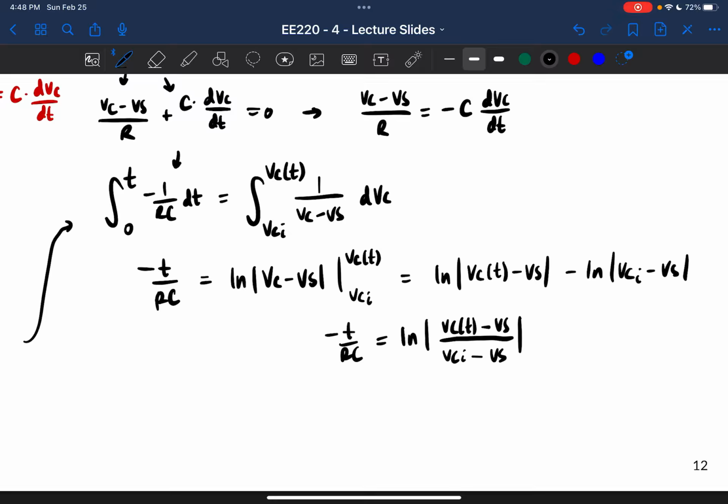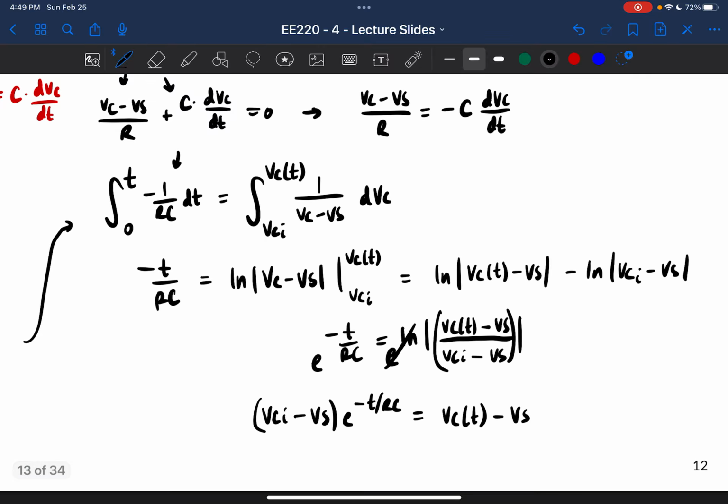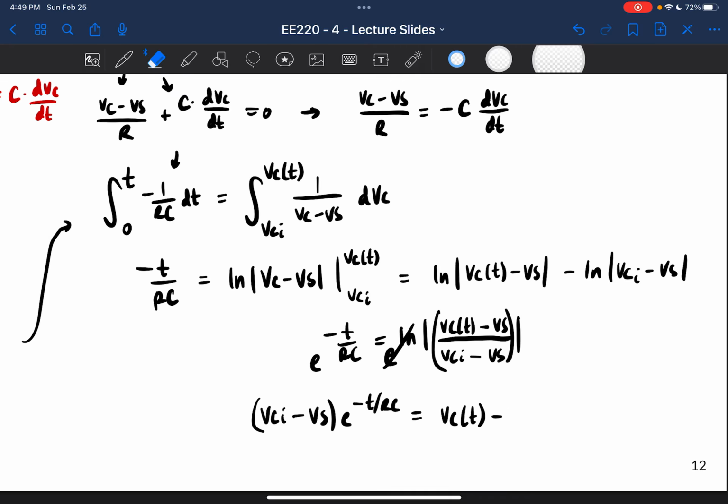Okay? And so now what I can do is exponentiate both sides to get rid of my natural log. So I get e to the minus t over RC on the left, and on the right-hand side, I can drop my absolute values now that the natural log is gone. And so what I'm left with is just this term here. I can multiply this piece over to the left, so I'll do that now. I'll say VCI minus VS is multiplied by e to the minus t over RC, and that's equal to VC of t minus VS. And now all I need to do is add VS to the other side. So let me just go ahead and do that.